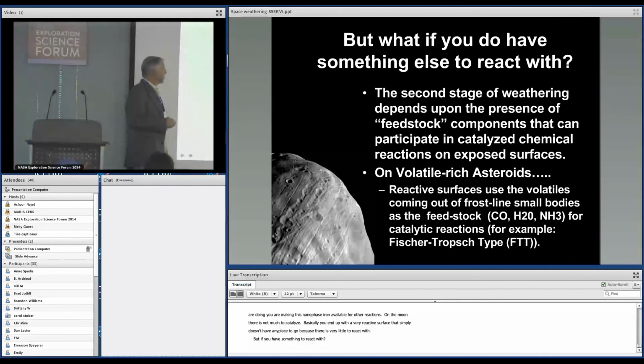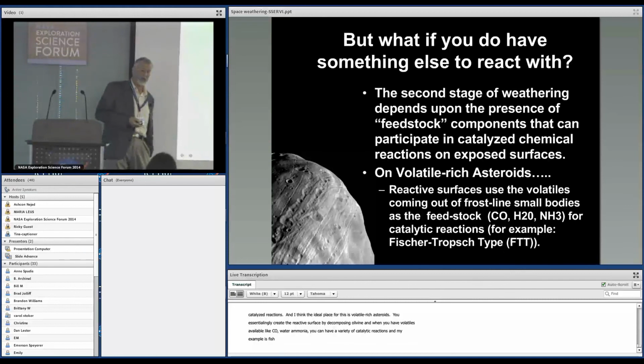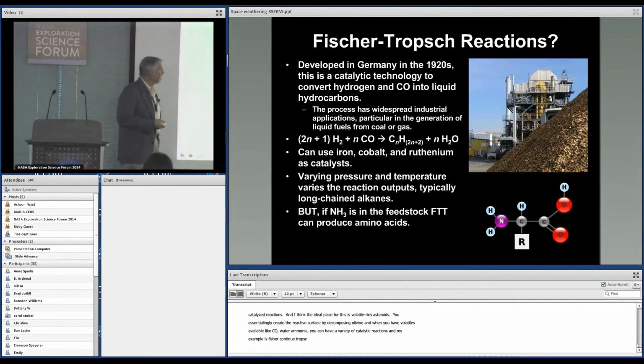What I suggest is that you can get a second stage of weathering, but that depends upon a feedstock of components that can participate in the catalyzed reactions. And I think the ideal place for this is volatile-rich asteroids. You essentially create the reactive surface by decomposing olivine. And when you have volatiles available, like CO, water, ammonia, you can have a variety of catalytic reactions. And my example here is Fischer-Tropsch type, but that's just one of a range of possible catalytic reactions.